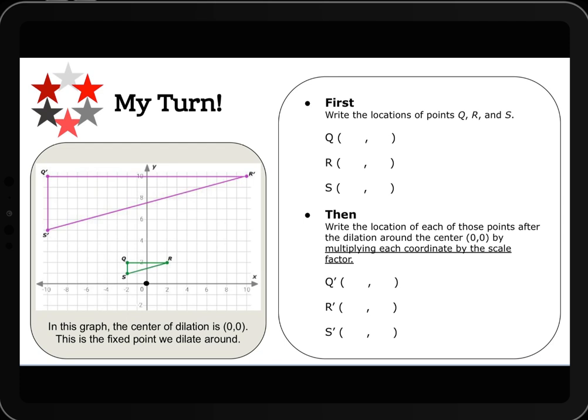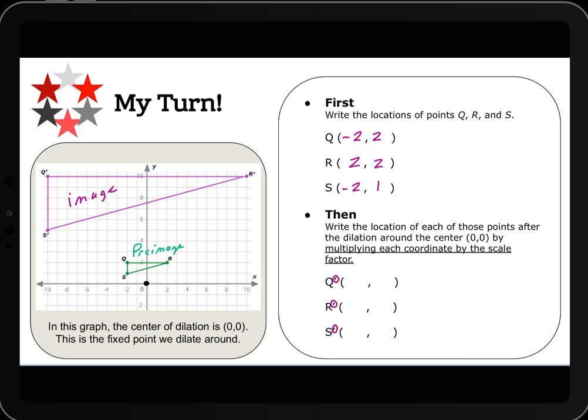Here I want to identify the coordinates of my pre-image, and the coordinates of my pre-image are QRS. Q is located at -2, 2. R is located at 2, 2, and S is located at -2, 1. Then, of course, we have the image, right? Now, this is the image. One way that I know that, of course, is the prime notation. That tells us it has to be the image. And this is the pre-image, right? The original figure.